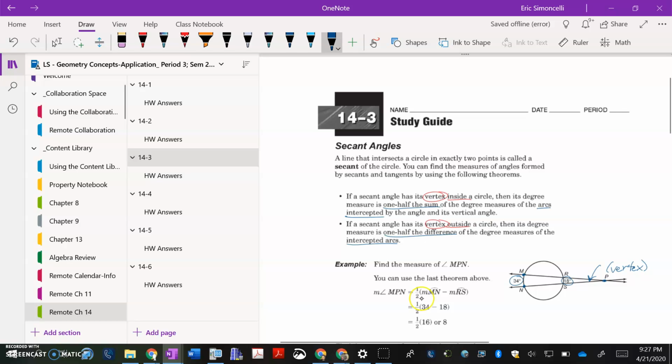So when you do the math, 1/2 simply of the quantity arc measure MN minus arc measure RS, 34 minus 18. And therefore, if you do the math, half of what? 34 minus 18, which is 16, ends up being 8. So the measure of the angle is simply 8 degrees. Let's move on.